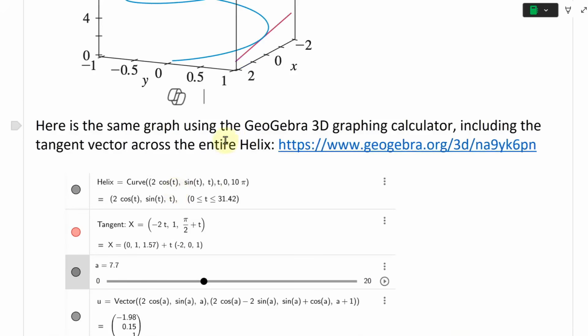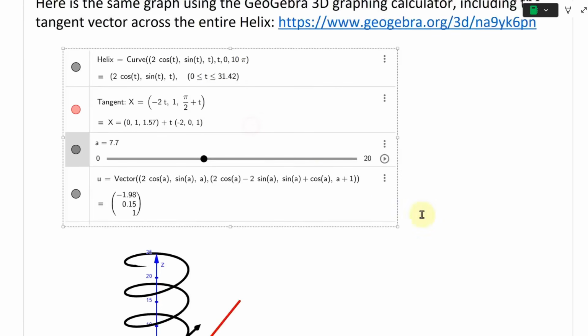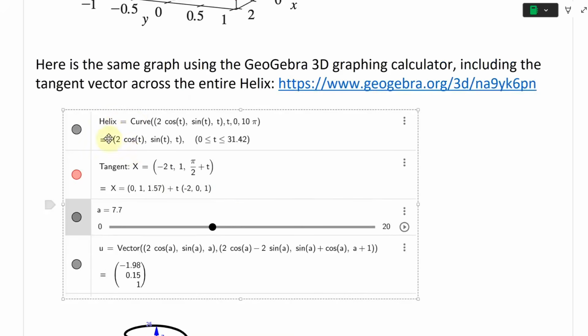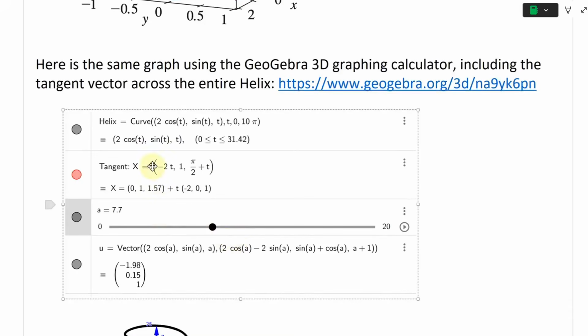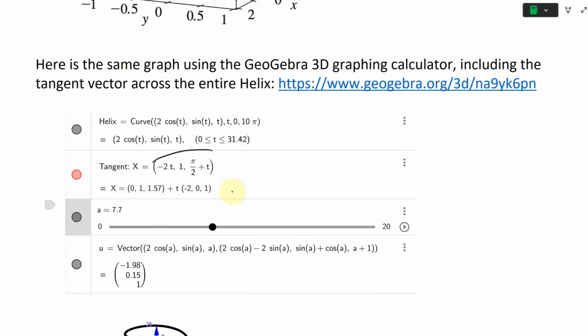So here's the same graph using the GeoGebra 3D graphing calculator, including the tangent vector across the entire helix, which I just added, and which is quite fascinating. First of all, here's the helix. You could just write curve and write the parametric equations: 2 cosine t, sine t, and t, with t between 0 and 10 pi, so it can cycle up and down. And then for the tangent line, you just put the parametric equations, negative 2t, 1, and pi over 2 plus t. But t is a special variable in it, so you can't just use it as is. So what I had to do is something else.